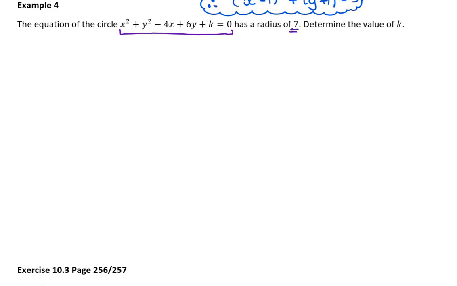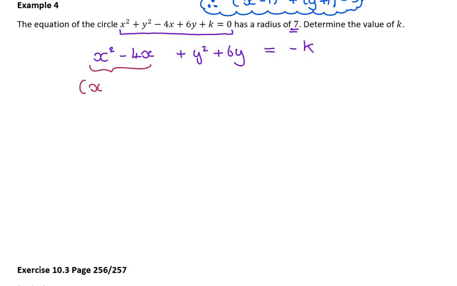Now really importantly, I need to be able to write this in standard form so I can see where the radius is. So if I just write this with my x's first, so x squared minus 4x first, then my y squared plus 6y. Now I'm going to kick over the k, which becomes minus k to the other side, because that's got nothing to do with my x and y values.